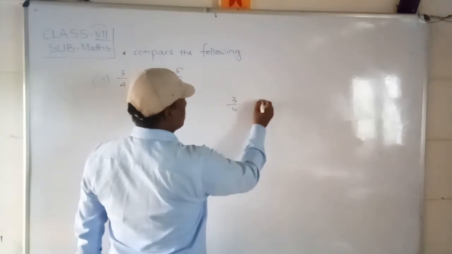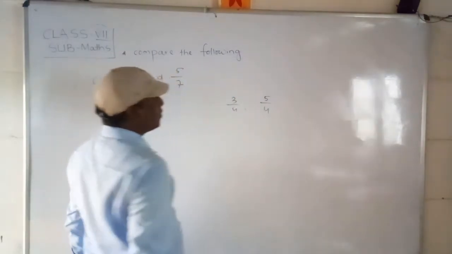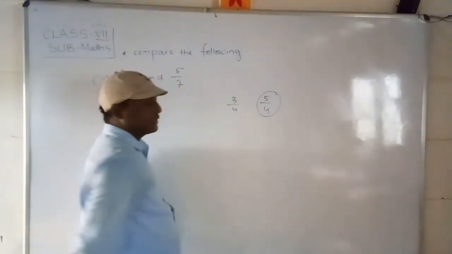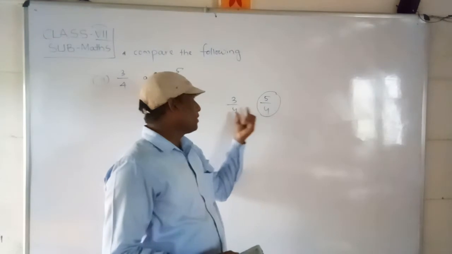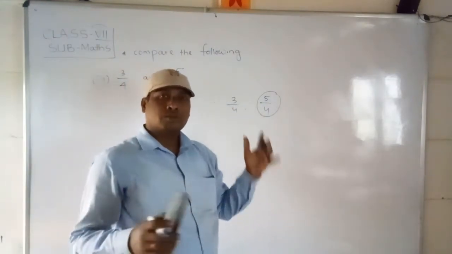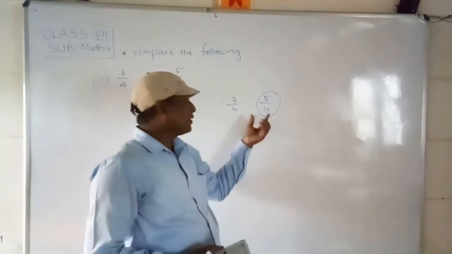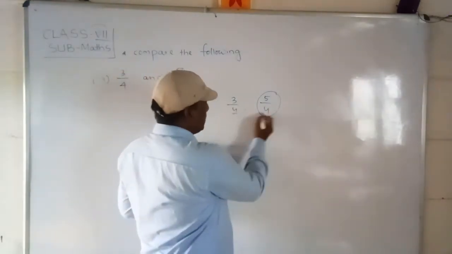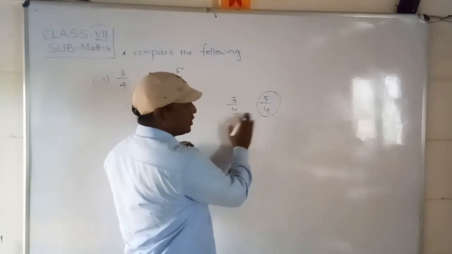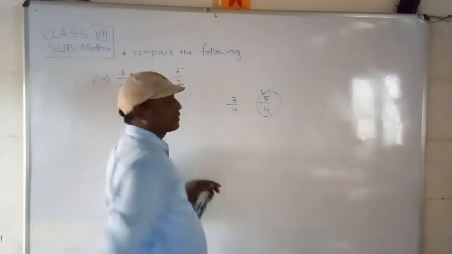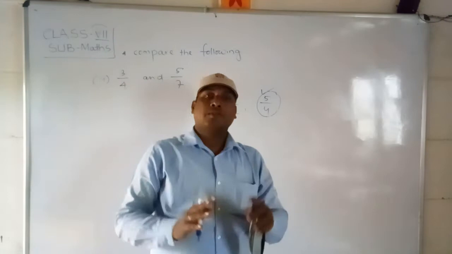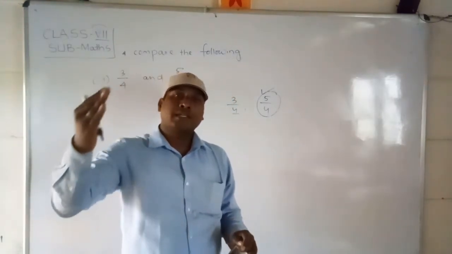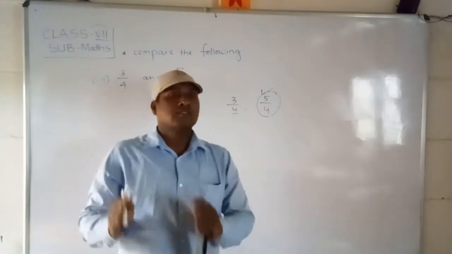Suppose 3/4 and 5/4. Which one is greater? Now, obviously 5/4 is greater. Why? What is the reason? Without doing any calculation also, we can easily find out this is the greater fraction because the denominators are the same. Observe students, both denominators are the same, then this numerator is greater. So if two fractions have the same denominator, the one whose numerator is greater is the greater fraction.